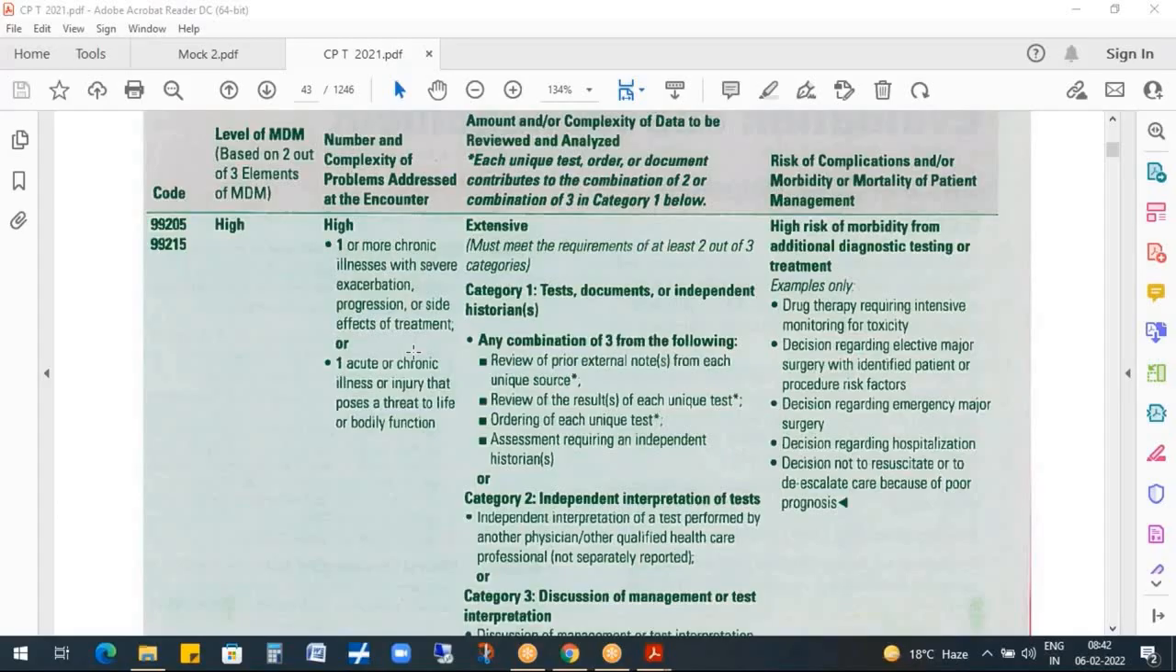They are telling that if a physician says a patient needs to be admitted into the hospital because of a severe, life-threatening condition, yes or no? Then it comes to high. Don't look at this third column, the review of data. They are not asking that much difficulty. Just focus on this management option and this one.